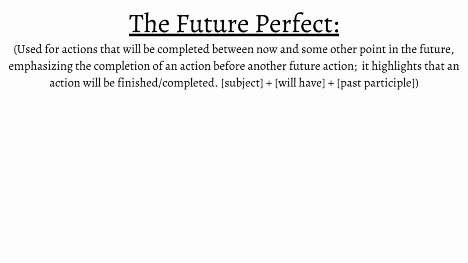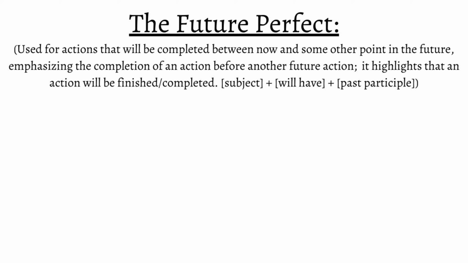The future perfect tense in English is a verb tense used for actions that will be completed between now and some other point in the future. The purpose of this tense is to indicate that something will be finished by a specific time, emphasizing the completion of an action before another future action. Essentially, this tense highlights that an action will be completed while also using specific time expressions.